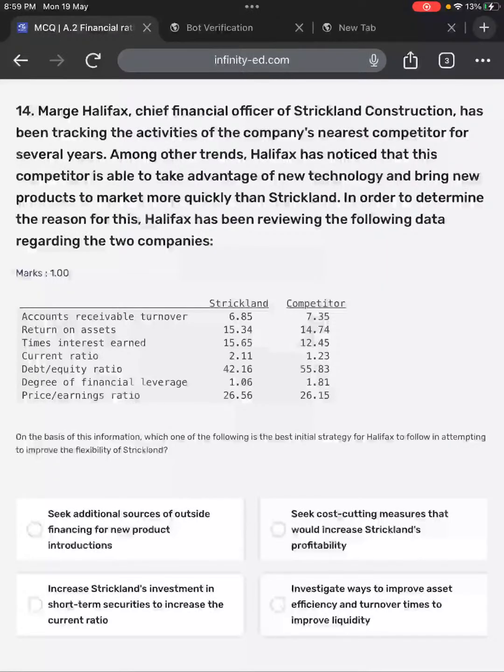Current ratio given, debt equity ratio given, degree of financial leverage given, and price earning ratio also given. Okay, this already we have solved, I think.